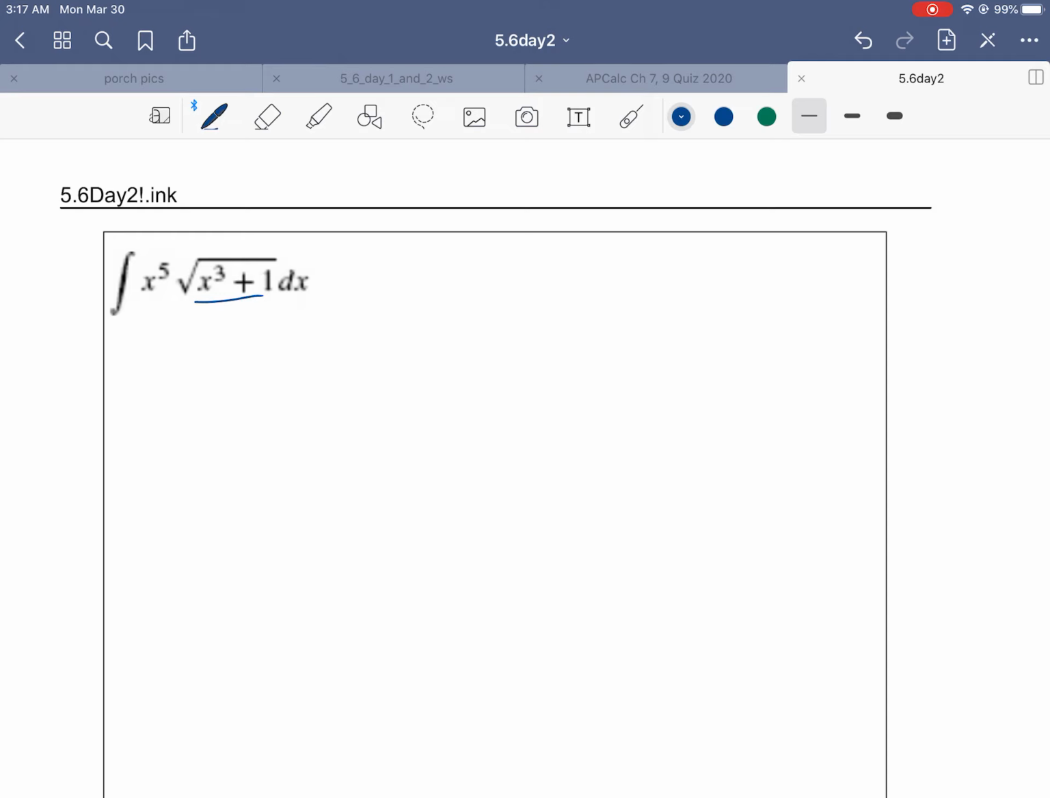Alright, back. Alright, so pick the inside, x cubed plus 1. Derive it. 3x squared dx. Now, this is the trickiest one that we've done so far. This will be the hardest one that you'll see.